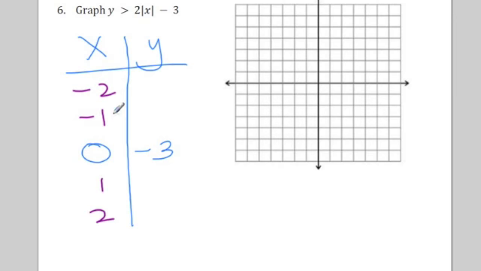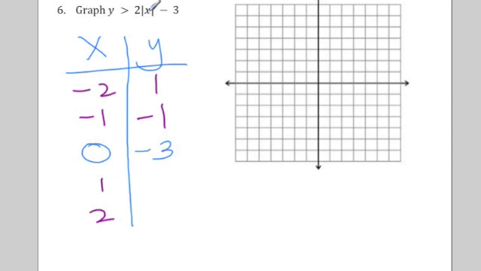So if I plug in negative 1, absolute value of negative 1 is 1. 1 times 2 is 2. 2 minus 3 is negative 1. Plug in negative 2. Absolute value of negative 2 is 2. 2 times 2 is 4. 4 minus 3 is 1.